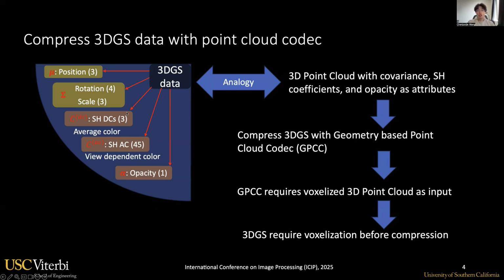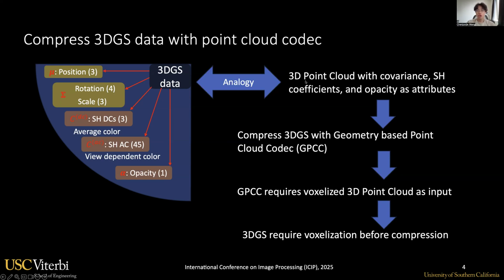3DGS data consists of a list of Gaussians with a 3D position, a 4D rotation quaternion to represent the Gaussian orientation, and a 3D scaling factor to represent the Gaussian size. We also have a 48-dimension SH coefficient to represent the view-dependent color, with 3D low frequency and 45D high frequency. And one-dimension opacity is used to calculate the pixel value using alpha blending.